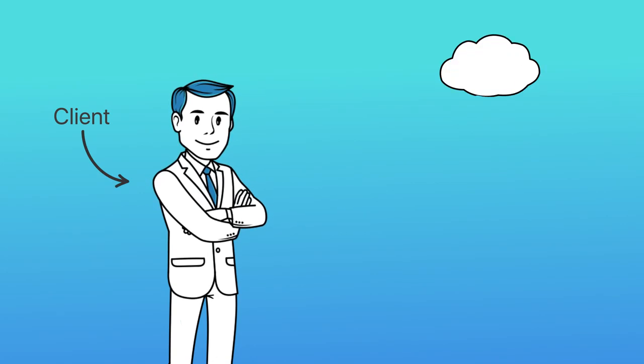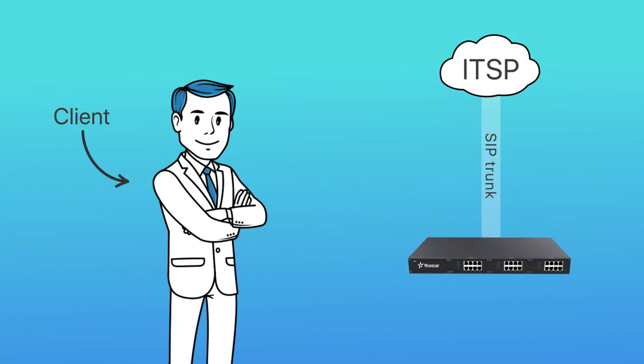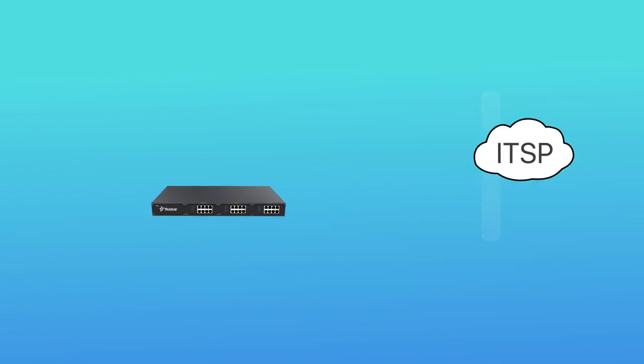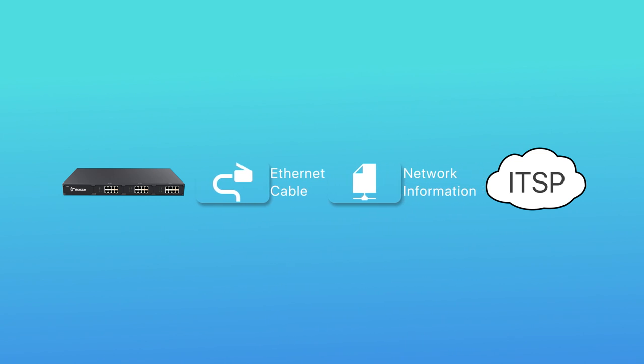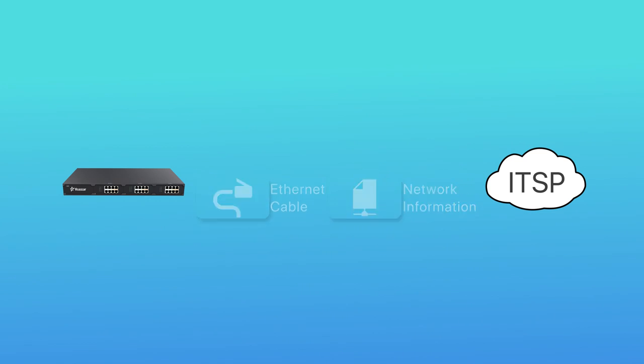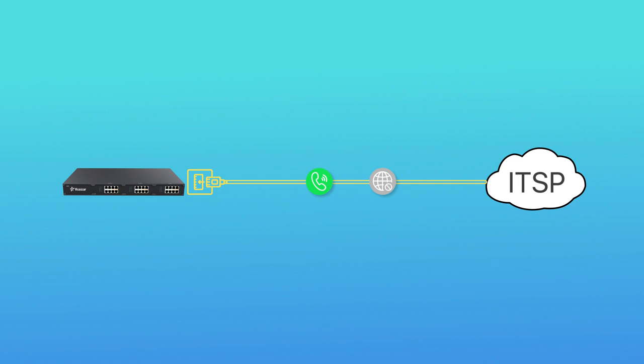In some cases, our clients have applied for a dedicated trunk and want to use it with our S-Series PBX. Usually, the trunk provider will provide a dedicated Ethernet cable and network information. A network interface of the PBX should be connected to the trunk provider. With this dedicated cable, the PBX will have access to voice service, yet normally without internet access.